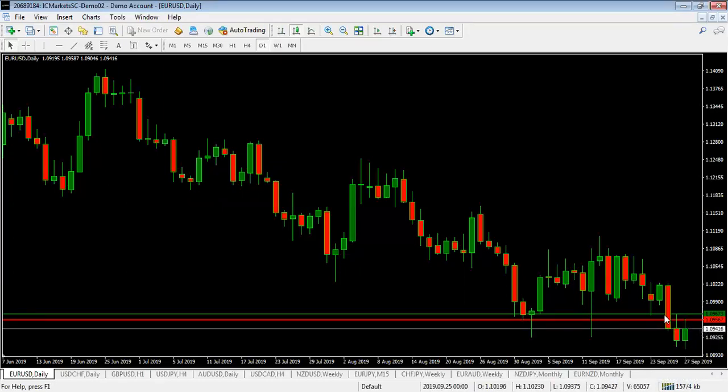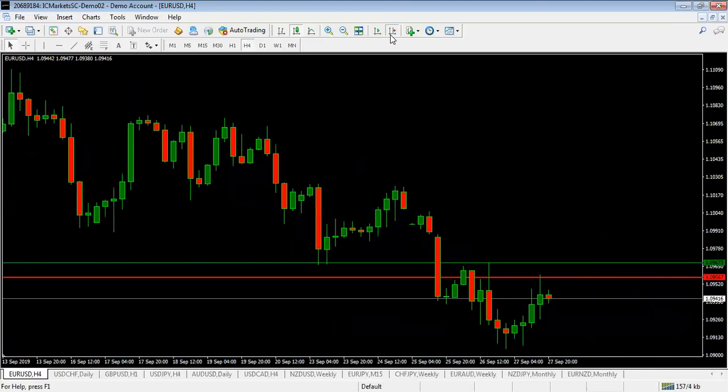Okay, let me go down to 4 hour. So you can see what we have on 4 hour here. See how the market tested this price, and also see how it played out here. So we'll wait for 4 hour to trade above this candle for us to buy. To buy this pair, you have to wait for 4 hour to close above this candlestick.